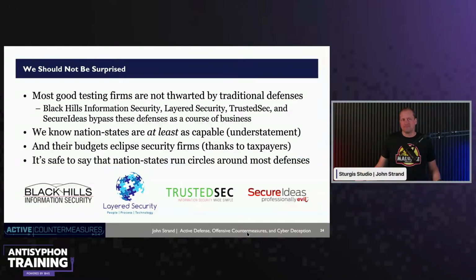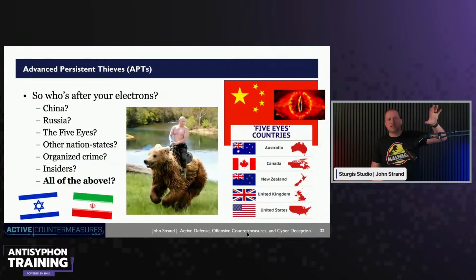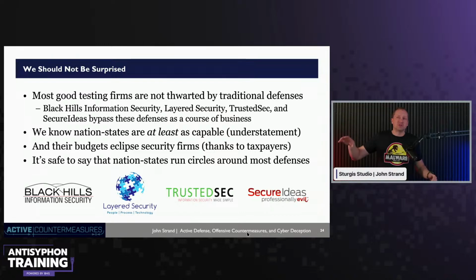But here's the thing. Good testing firms like Black Hills Information Security, Layered Sec, Trusted Sec, Secure Ideas bypass these defenses on a daily basis. These boutique pen testing firms, by the way, are amazing, amazing firms, every single one of them. I throw Red Siege in here for sure, OpenSec in here for sure. All of them can bypass those technologies.